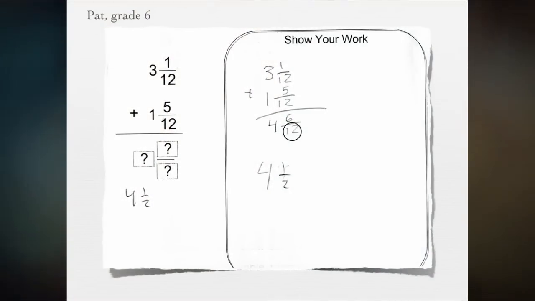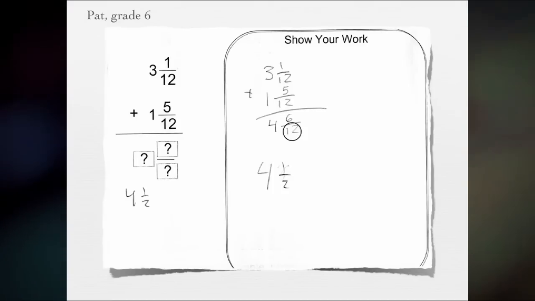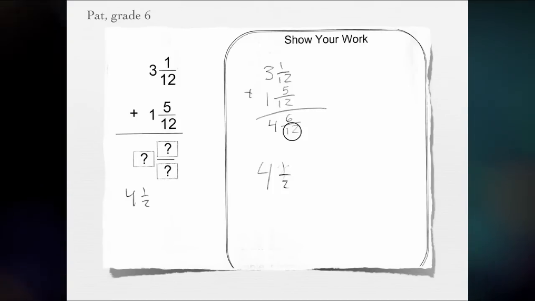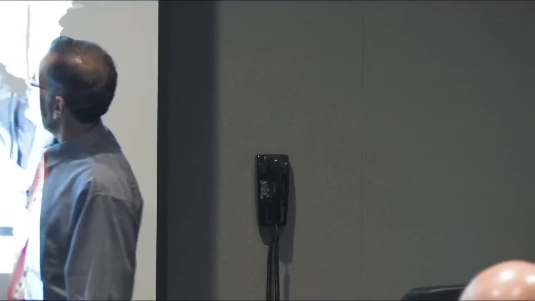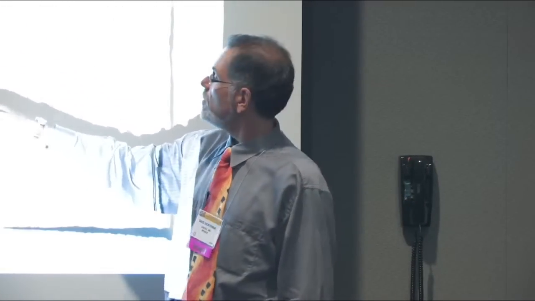Here's a simple addition of fractions problem. And look, Pat was so perfect. 1 + 5, 6th. Kept the denominator the same. It's like, simplified it. Pat's got it, right? Pat's got it. You look at that item.